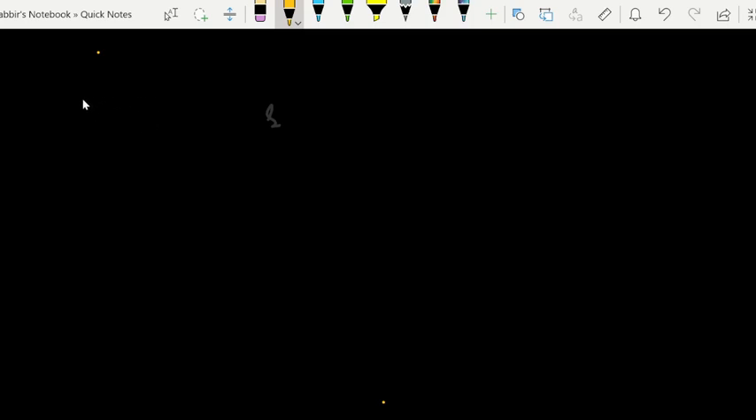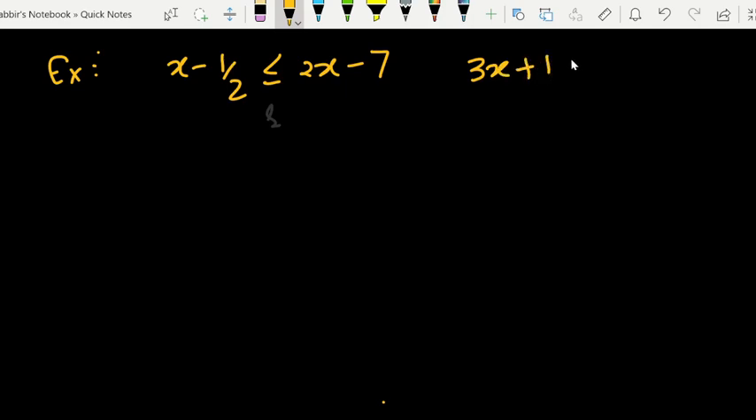So guys, sometimes we may encounter questions like this: x minus half less than equal to 2x minus 7, and 3x plus 1 less than equal to 18. There are two inequalities involved. So if two inequalities are involved and we have to find x, or the range of x, in that case what will we do?